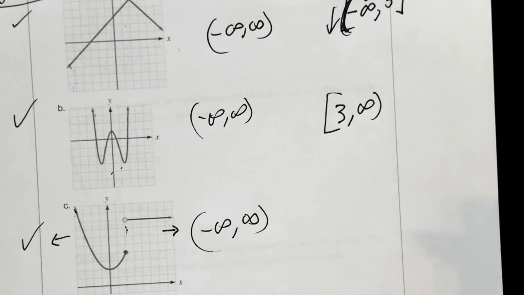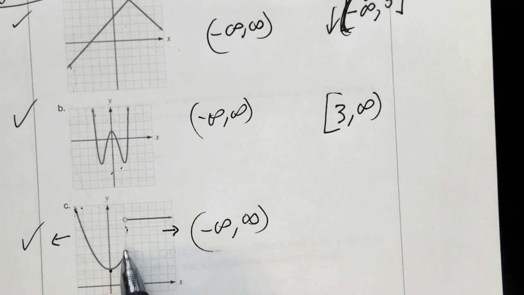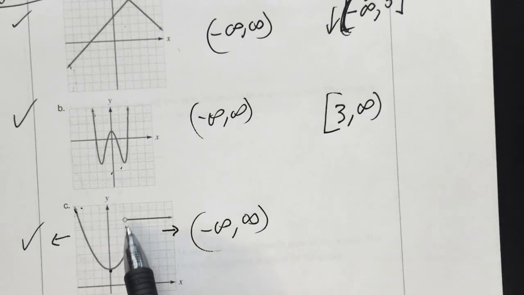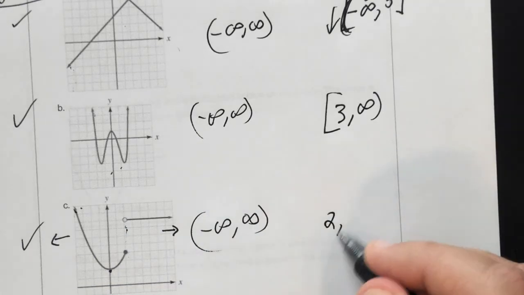Now the range has a low point. The low point here is at 2. The high point, infinity. Now there's a gap here, but because of this gap and this over here being at the same y level, this takes over this. So my range is from 2 to infinity.